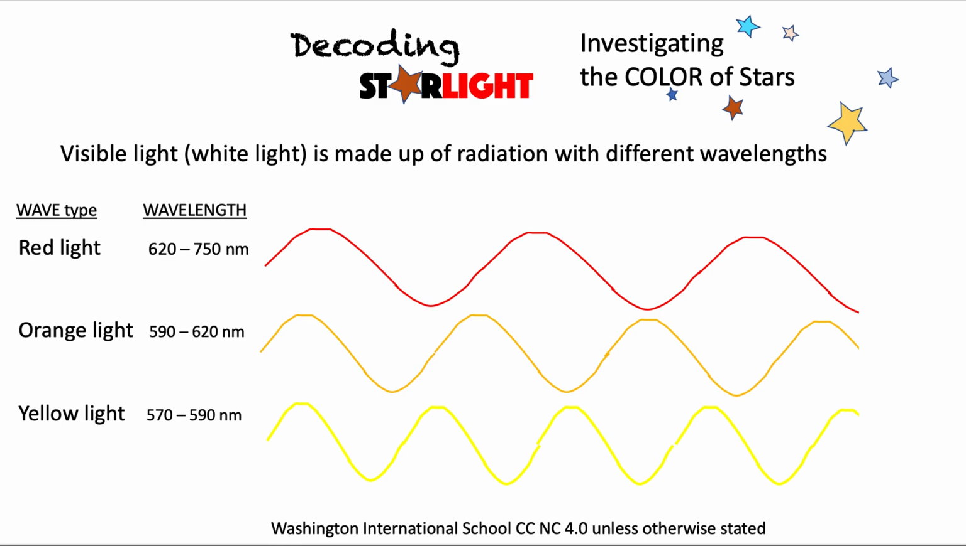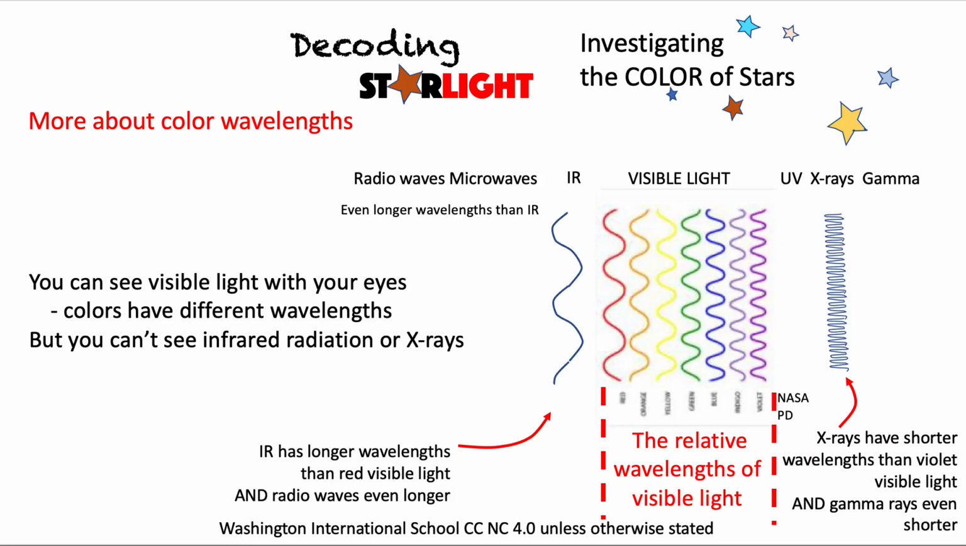And here are just comparisons of three of the coloured wavelengths. And here you can see the different wavelengths of the colours, X-rays with very short wavelengths, and infrared with a longer wavelength than red light.